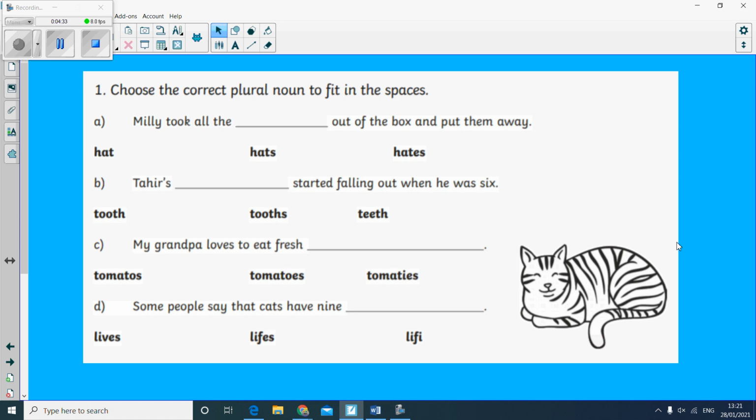C, my grandpa loves to eat fresh tomatoes. Tomatoes, yep, plural. So which is the correct spelling? And D, some people say that cats have 9 lives. So which is the correct spelling of life? So pause the video here and just write down the correct spelling. You don't have to write out the whole sentence, just the correct spelling for A, B, C, and D.